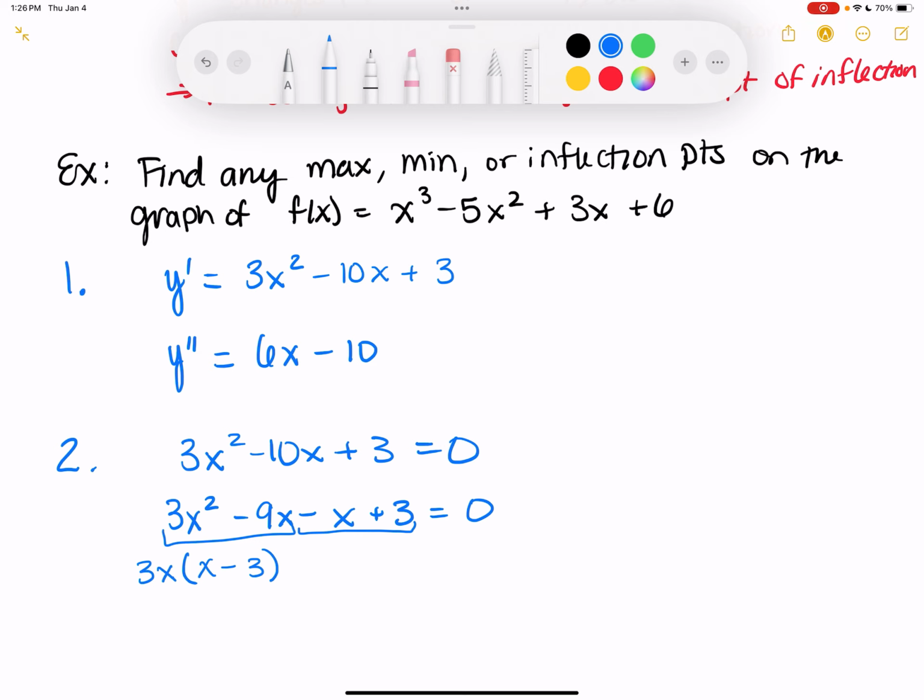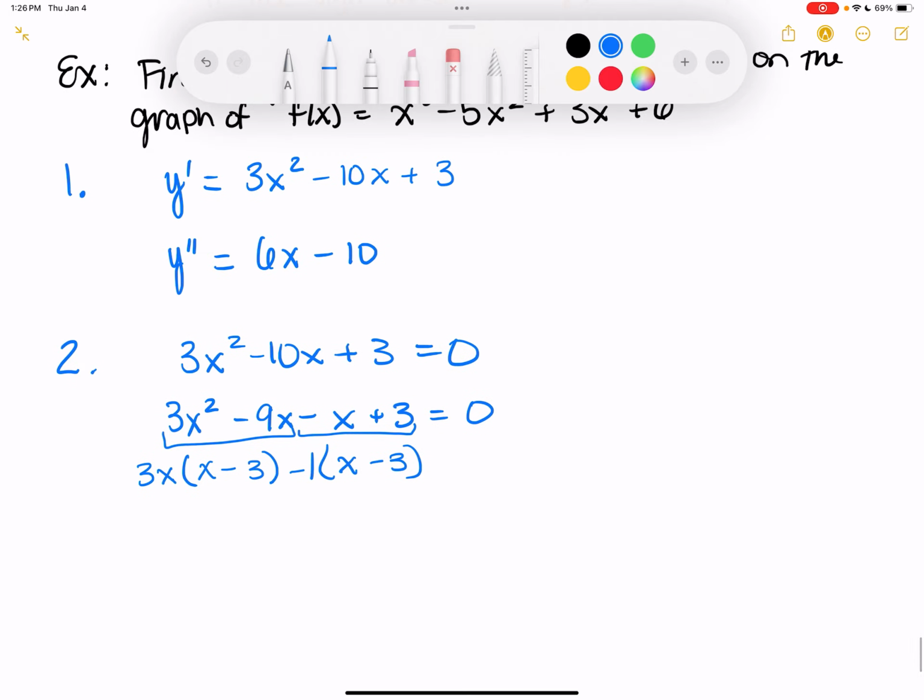And then out of that one, you can factor out negative 1. All right, success. The 2 parentheses match. I make them match whether they like it or not.